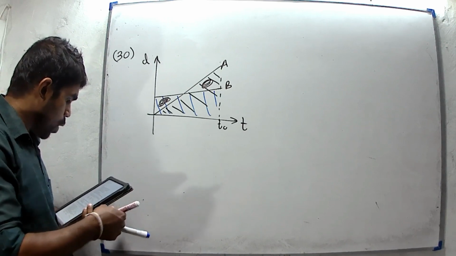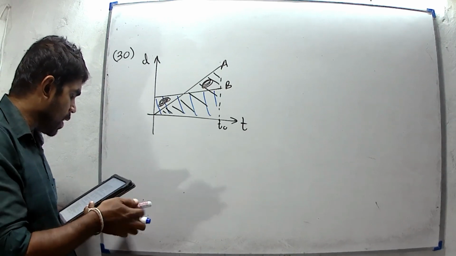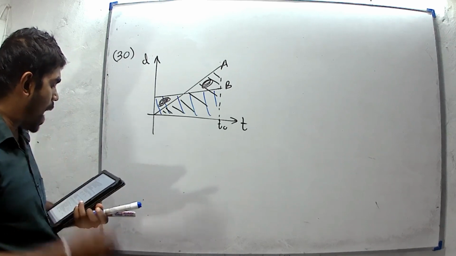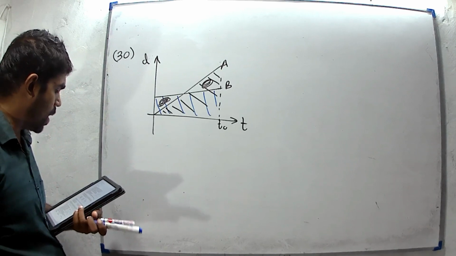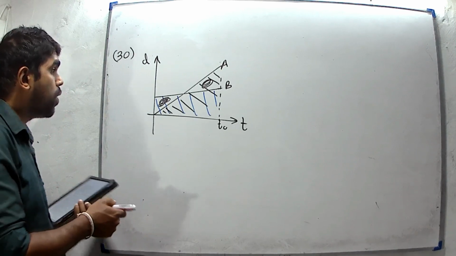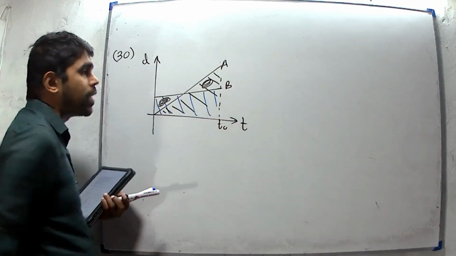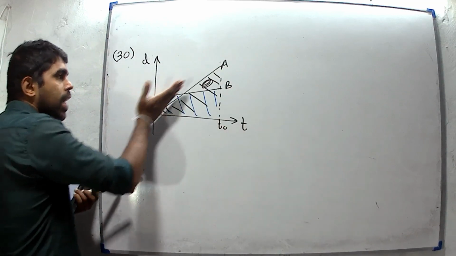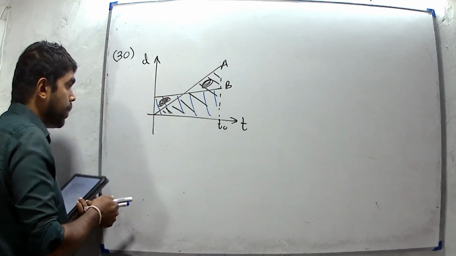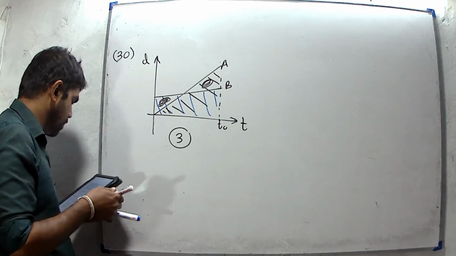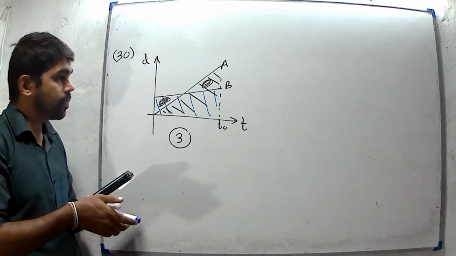Third one, object A has a greater velocity than B. Yes, it is correct, because we know that the gradient of a displacement time graph represents velocity. Gradient is a higher value for the graph A. Then the third answer is the correct answer for question number 30.